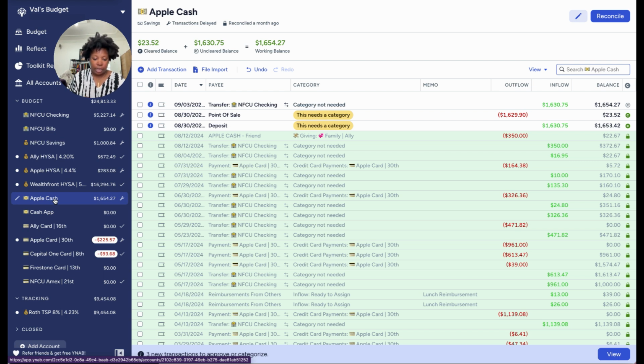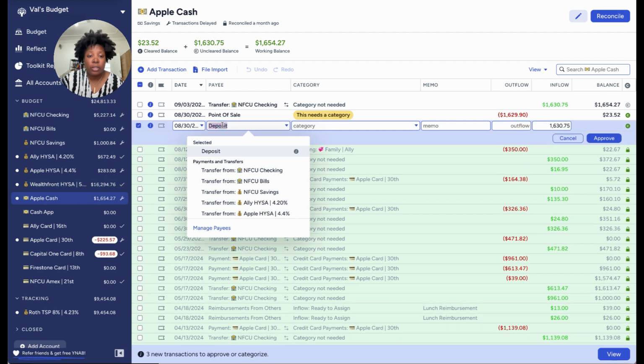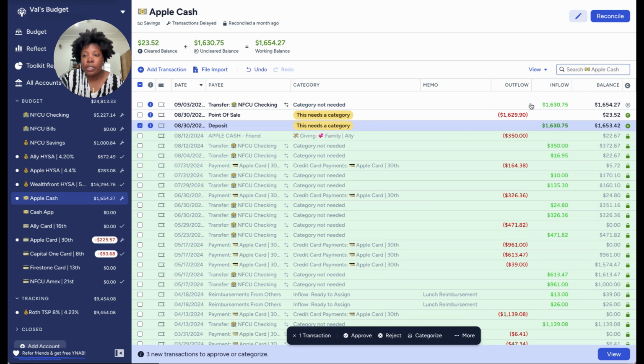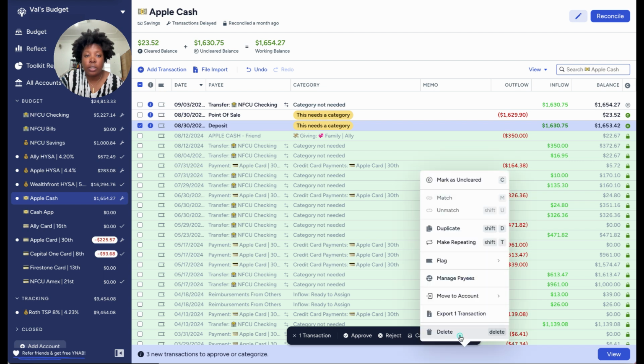So in my Apple Cash, I have a balance of $23.52. So I did a transfer of money from my checking account on August the 30th for $1630.75. So let's change this from deposit to a transfer. Okay, here it is up here actually. So I'm gonna delete this one actually, because it's showing up in here as a duplicate. So yes, we're gonna go ahead and delete this transaction here.